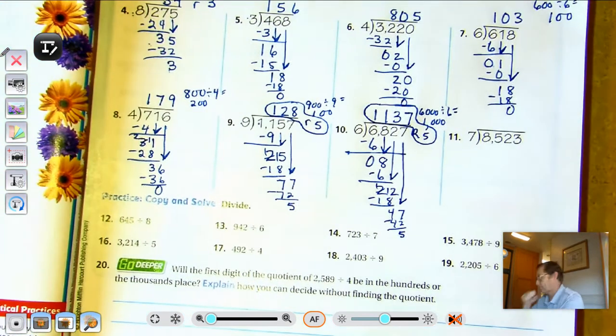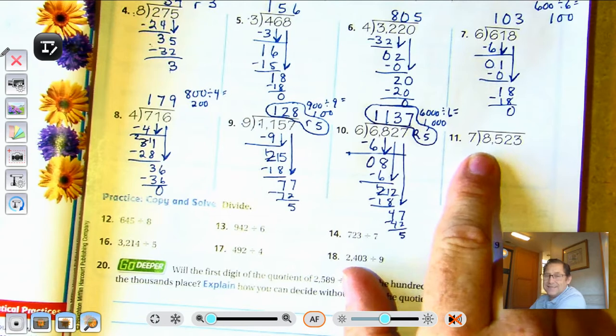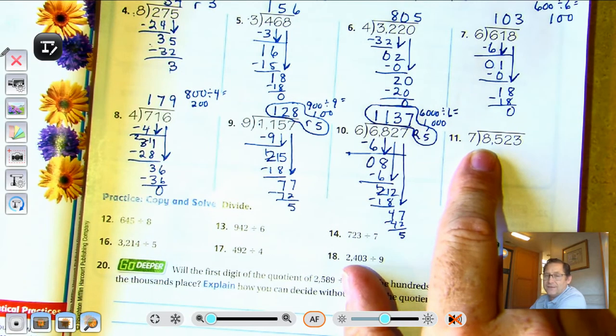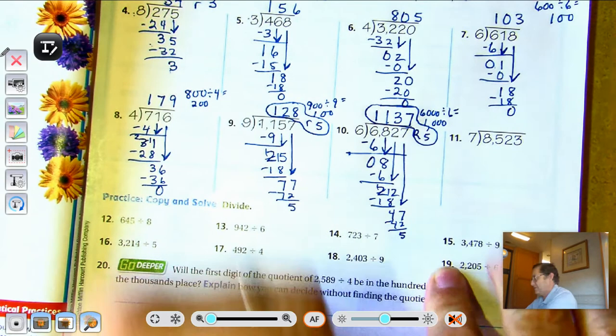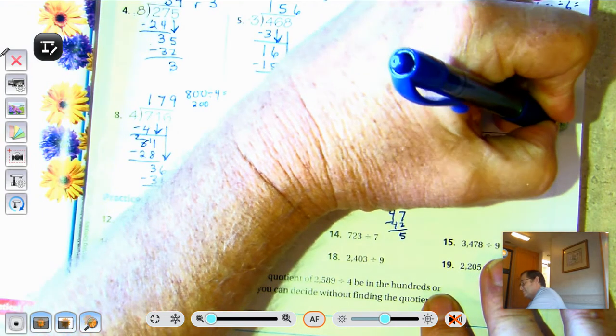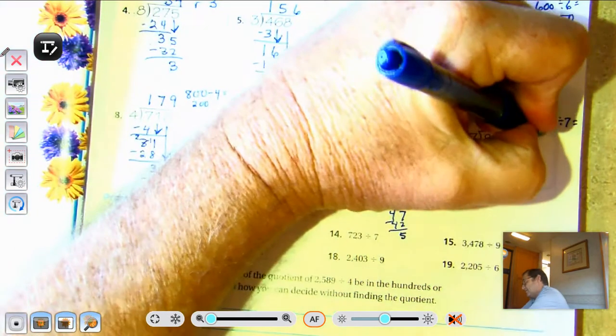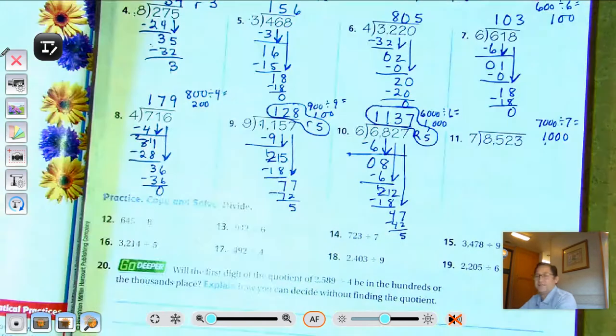Number 11. So 8,523, we want a multiple of 7. Well, 7, 14. Wow, if we change this to 14,000, that's almost twice that, right? We better round down to 7,000. Okay. So 7,000 divided by 7 is 1,000.